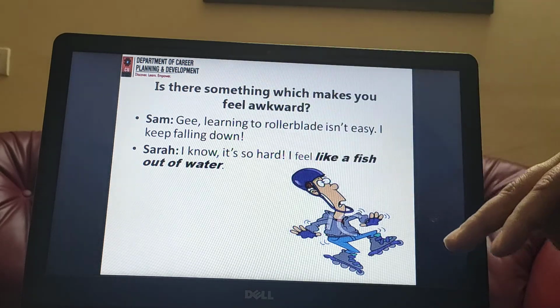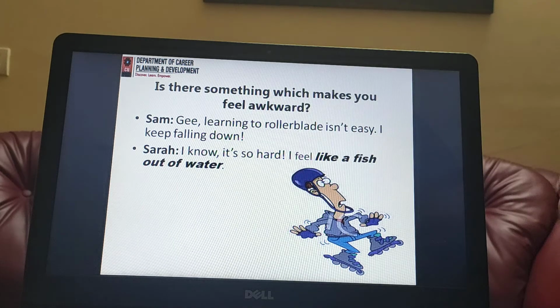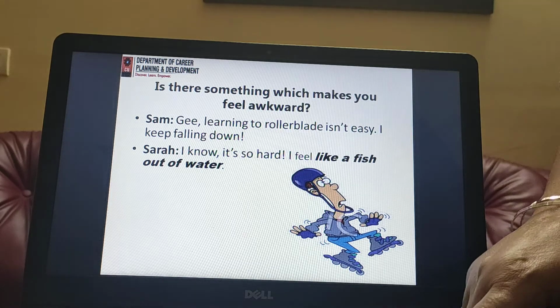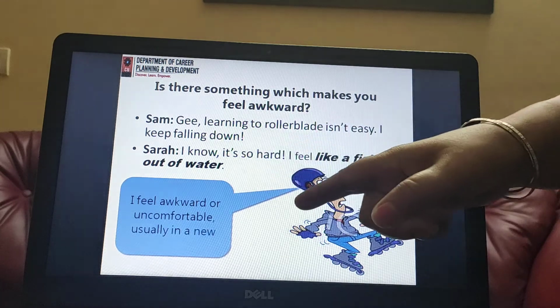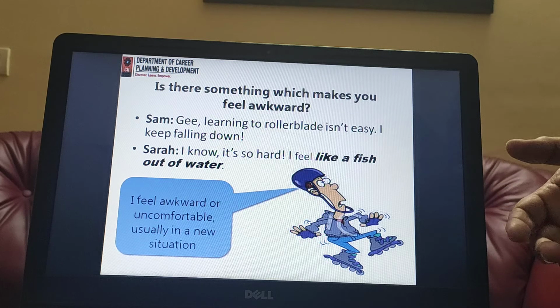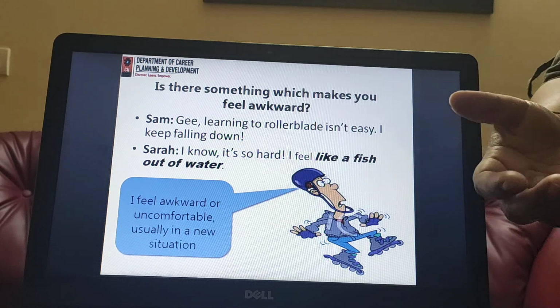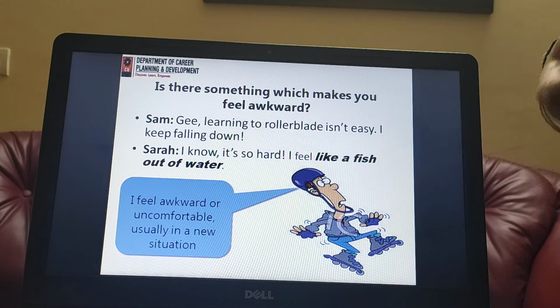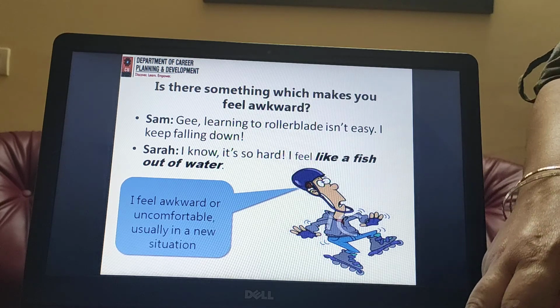So in conversational mode, we have used two different characters here. Sam is saying, Gee, learning to rollerblade isn't easy. I keep falling down. And Sarah says, I know, it's so hard. I feel like a fish out of water. It means something is really awkward and we are not comfortable at all doing that particular thing. Next goes, I feel awkward and uncomfortable, usually in a new situation. It happens when we are in a new place, so we feel like a fish out of water till we get adjusted to that environment.